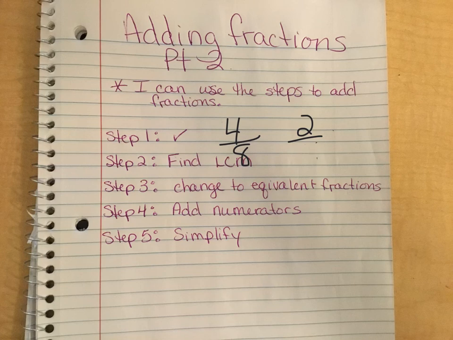So we check those denominators. We see if they're the same. If they are not the same, we proceed right to step number 2. Step number 2, we have to find the lowest common multiple. Remember, multiples are going to be the times number. So like times 1, times 2, times 3. We have to make a chart for that to work.